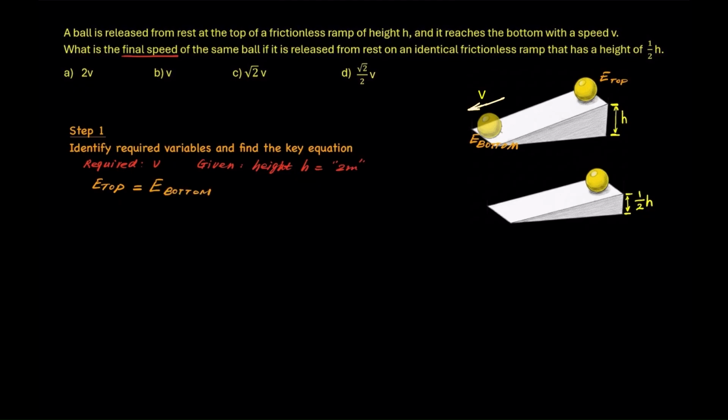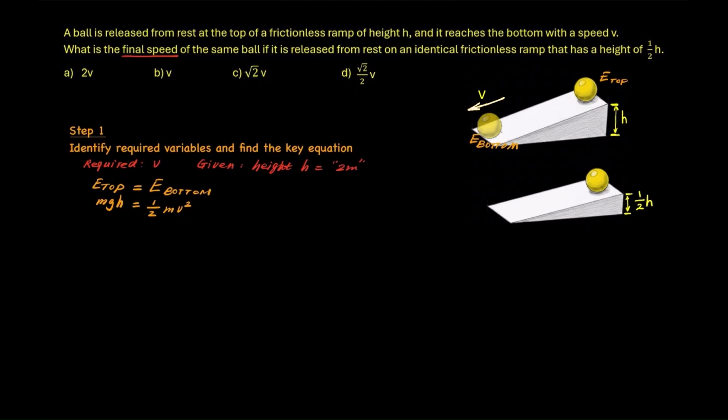At the top of the ramp, since the ball is starting at rest, its speed is 0. And this means the kinetic energy is also 0. All the energy is stored up as gravitational potential energy, which is written as mgh. When the ball reaches the bottom, the height h is 0. So the potential energy is gone. And all of that initial potential energy has been completely converted into kinetic energy, which we can write as 1/2 mv squared. Now we need to isolate v, which is our required variable.